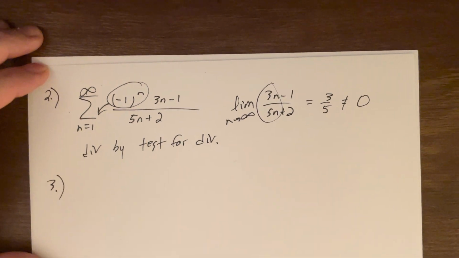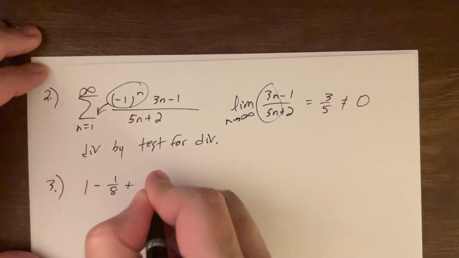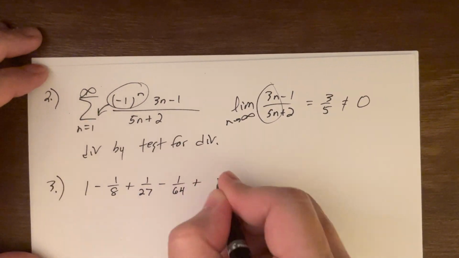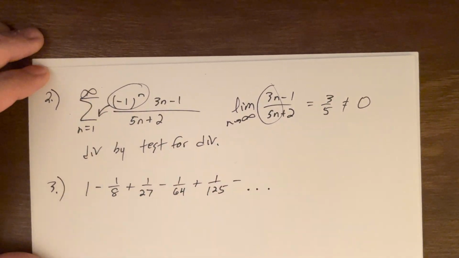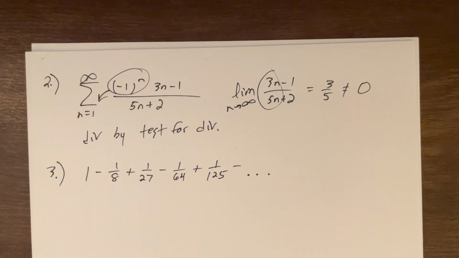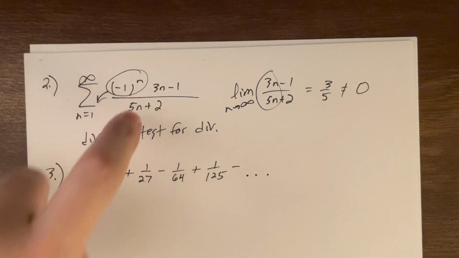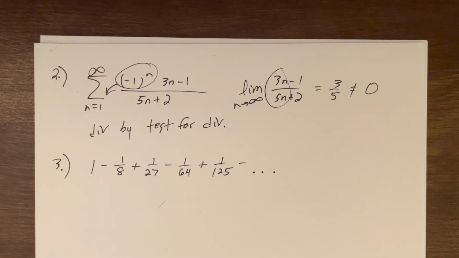Number 3. Let's look at 1 minus 1 over 8 plus 1 over 27 minus 1 over 64 plus 1 over 125 minus ... It's been a little while since we've seen this, but a couple of sections ago, it was fairly common. I don't want to say too common, but most of our series are given in this kind of general formula, but we've certainly received series by just getting a bunch of terms in that series.